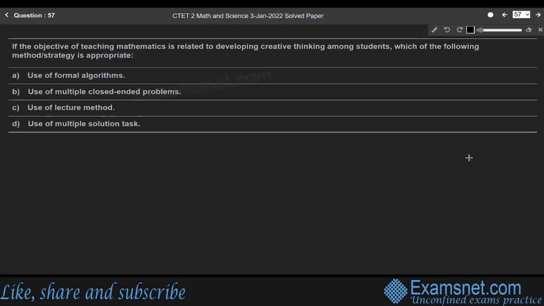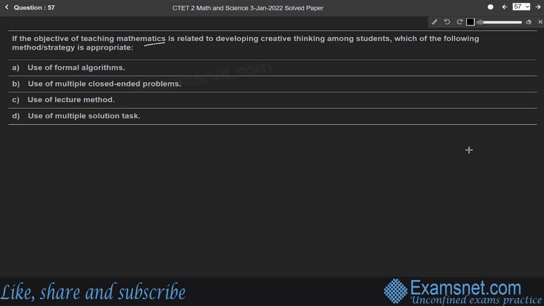Question 57. If the objective of teaching mathematics is related to developing creative thinking among students, which of the following method or strategy is appropriate? Use of formal algorithms, use of multiple closed-ended problems, use of lecture method, use of multiple solution task. Here the correct answer is use of multiple solution task.